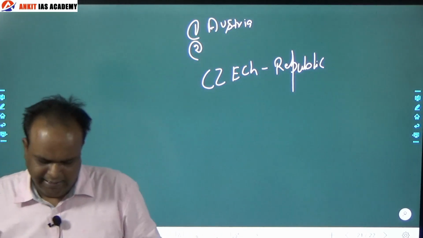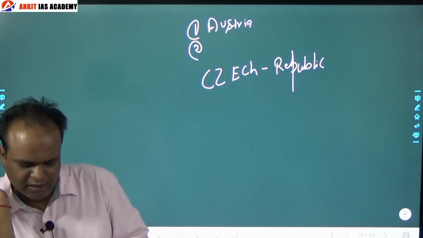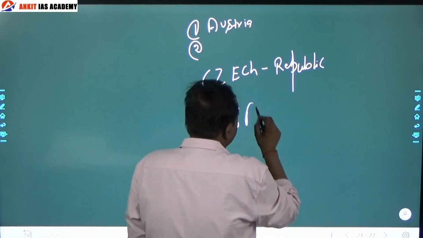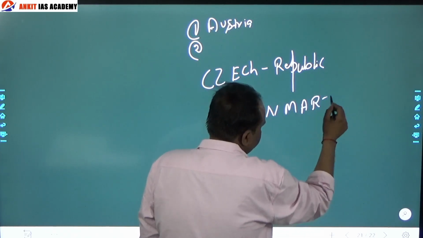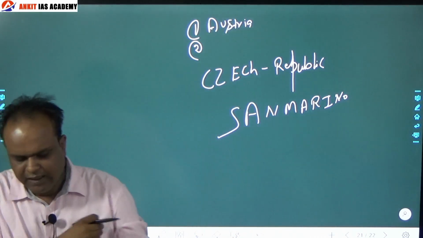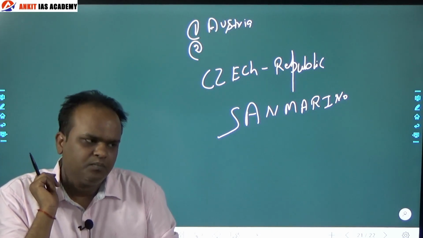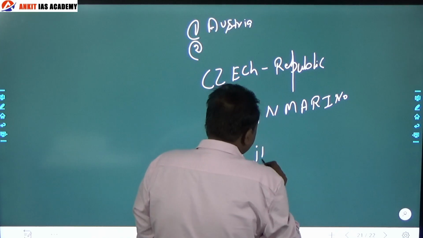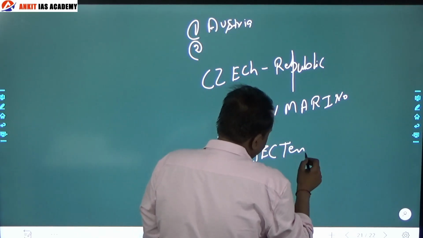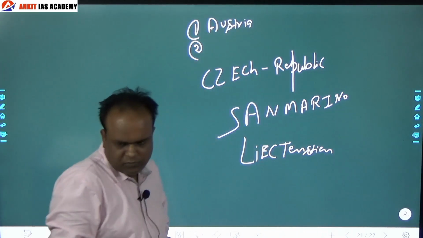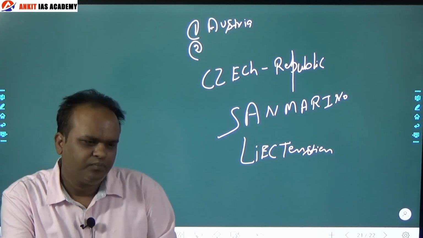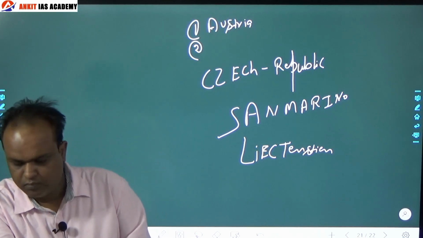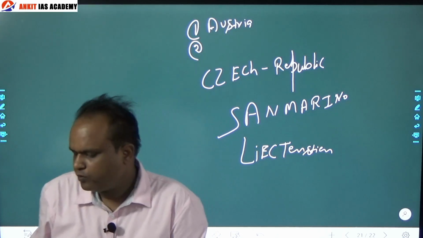Czech Republic, next Belarus, next San Marino, next Liechtenstein, next Vatican City, next Kosovo, and the last one is Moldova.